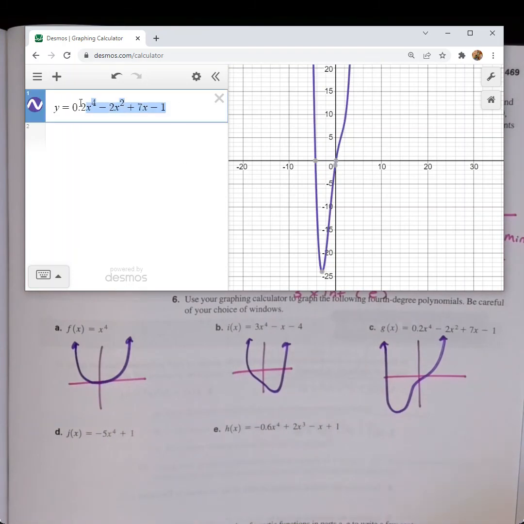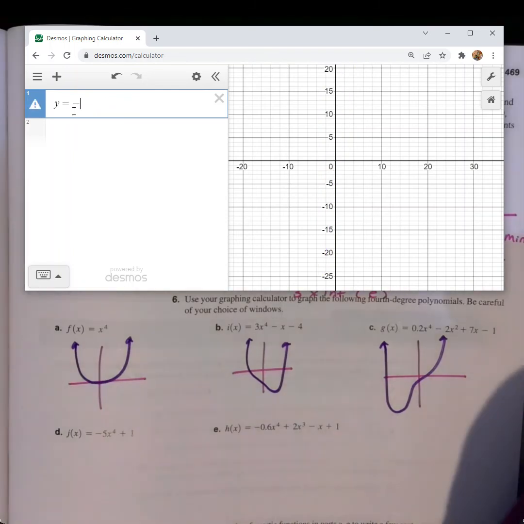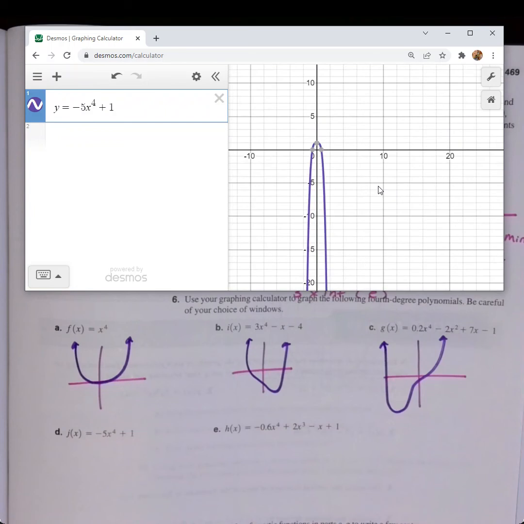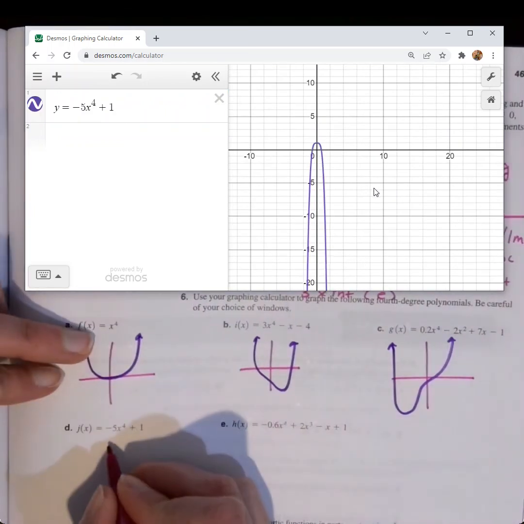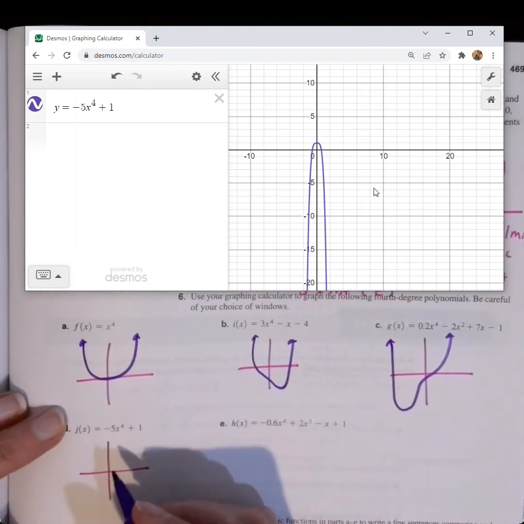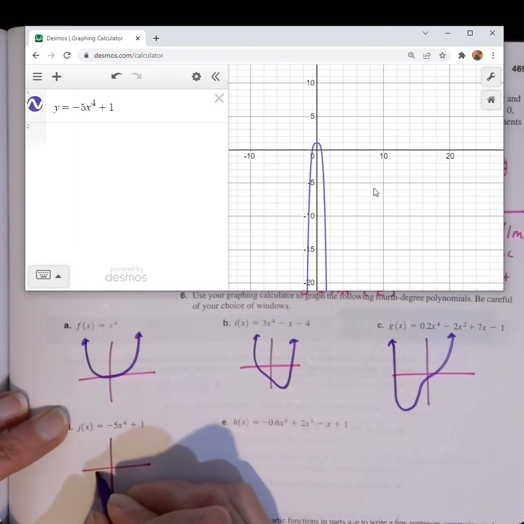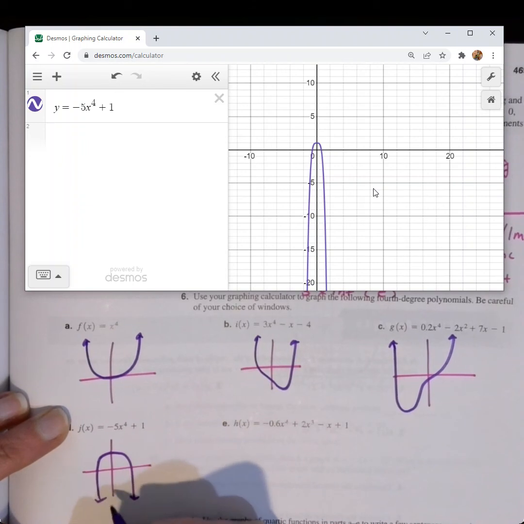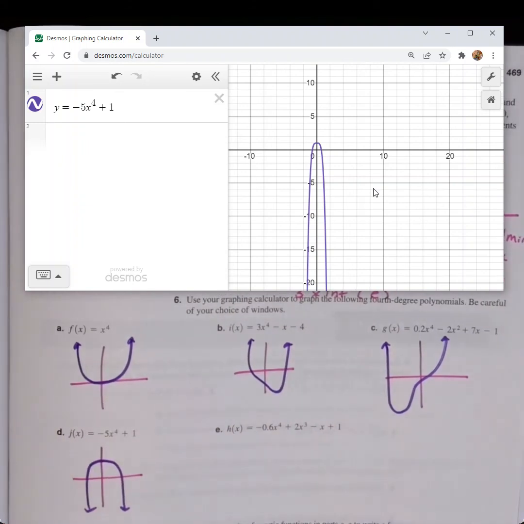And then we'll look at a negative 5x to the fourth. And, oh, I got to add the 1. Okay. So this should be a little bit narrower and a little bit taller than the previous one, but kind of the same shape. So really narrow, really flat, something like that. Again, my picture is not to scale with the original, but you get the idea.